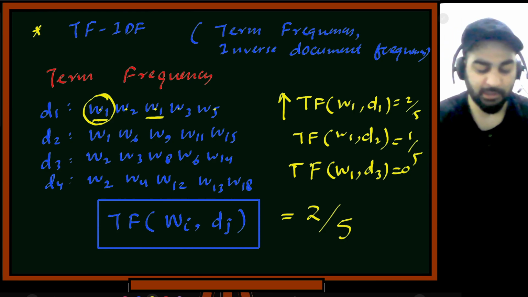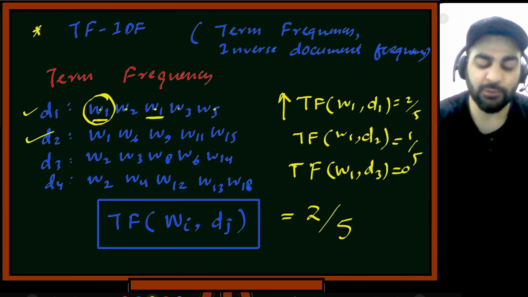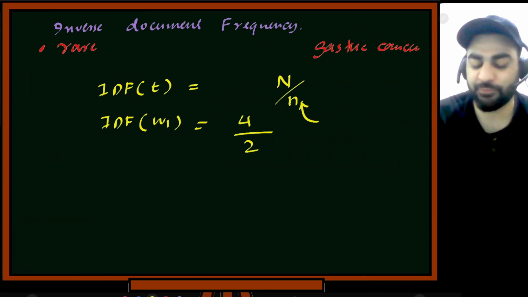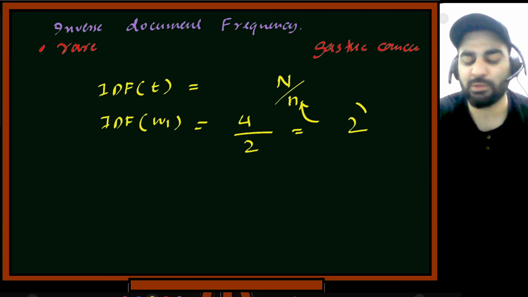Okay, so in how many documents has W1 occurred? In this it has occurred here, and here, in 2 documents. So I'll write 4 by 2. So this is giving me 1 by 2... okay, actually 2. So this is 2, a particular number.